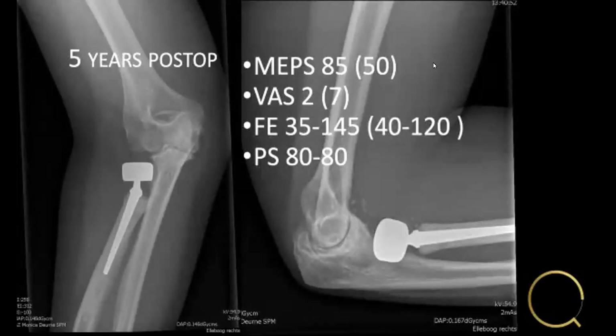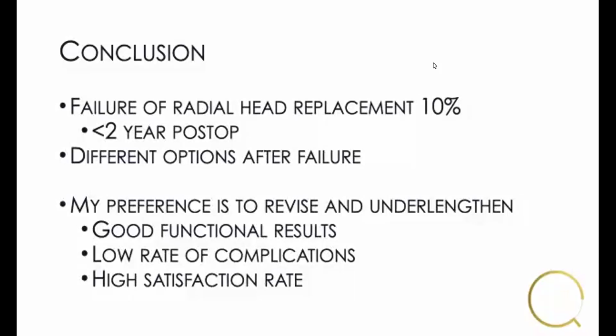This is now our preferred and standard technique. So in conclusion, failure of radial head replacement happens in 10% of patients. In the majority, it will happen in the first 2 years post-operatively. There are different options after the failure, but my preference is to revise and underlengthen. In the series that we have now, they have good functional results, a low rate of complications, and a very high satisfaction rate. Thank you.